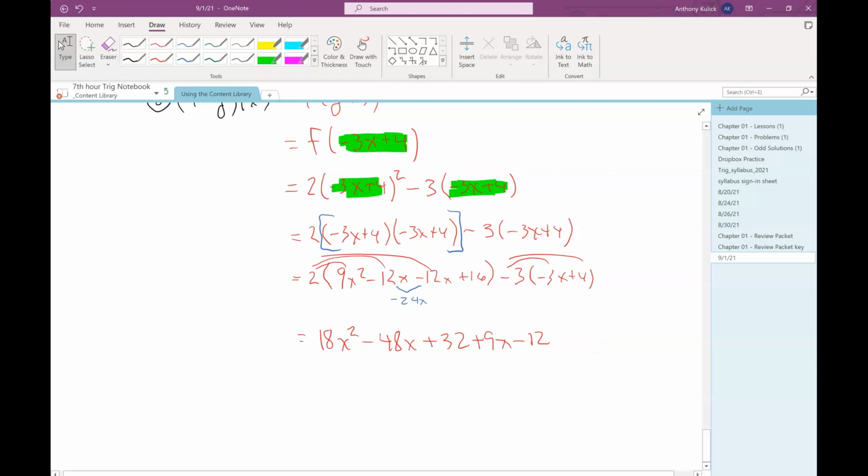So I have 18x squared minus 48x plus 32 plus 9x minus 12. And the last step then would be to combine my like terms. So negative 48x and positive 9x give me negative 39x. Positive 32 and negative 12 give me positive 20. And that's as good as we can do.